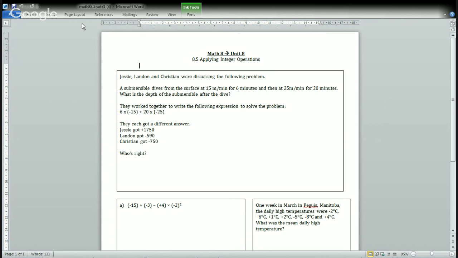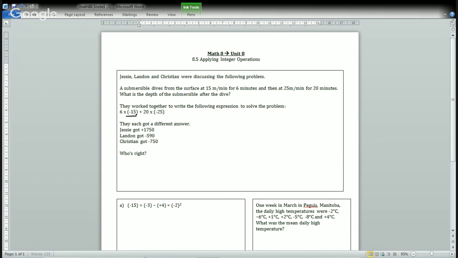Jesse, Landon, and Christian were discussing the following problem. Sorry, a submersible dives, so a sub, dives from the surface at 15 meters per minute for 6 minutes, and then at 25 meters per minute for 20 minutes. What is the depth of the submersible after they dive? So they work together to write the following equation or expression.